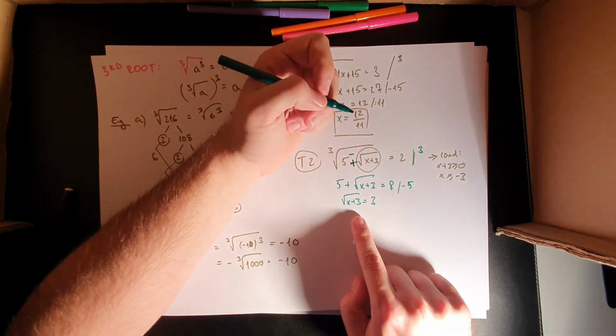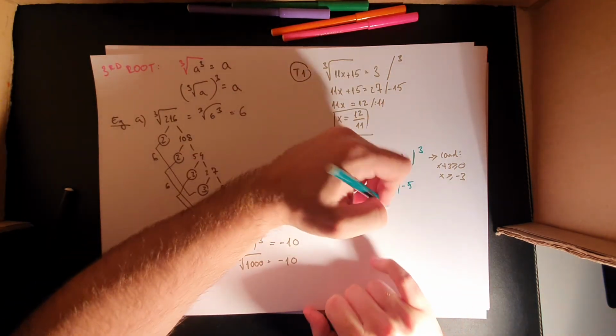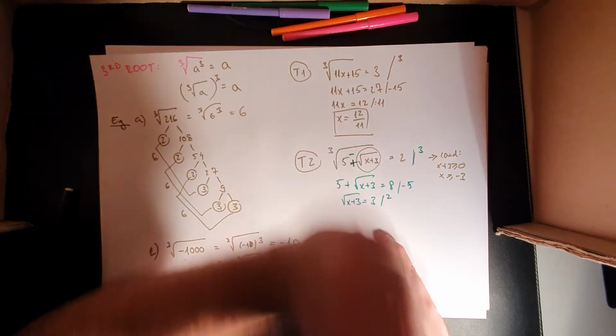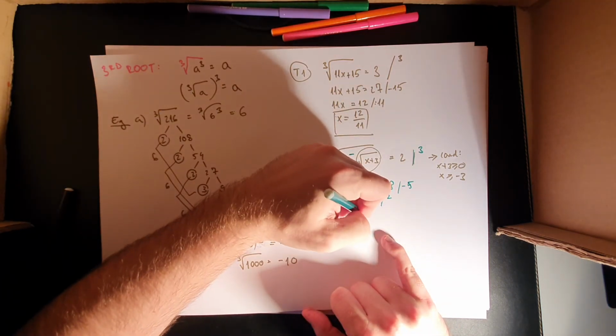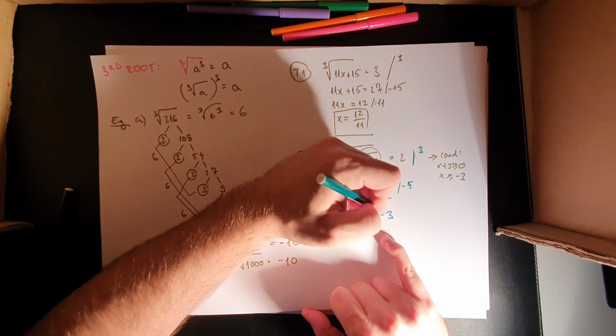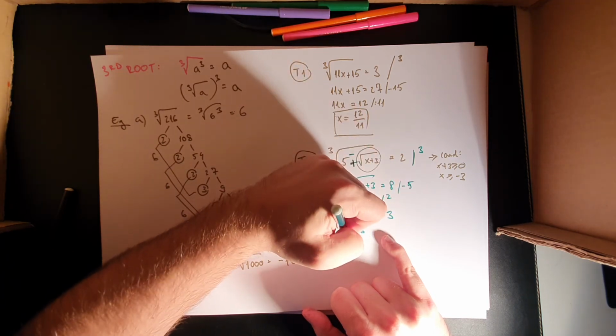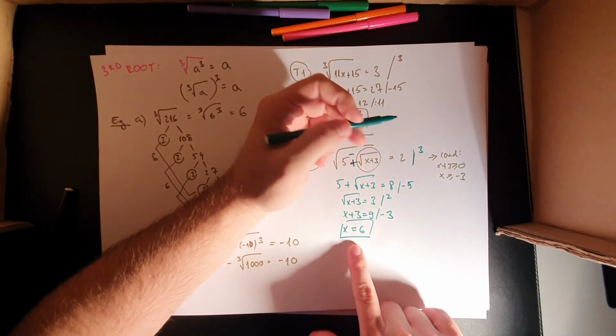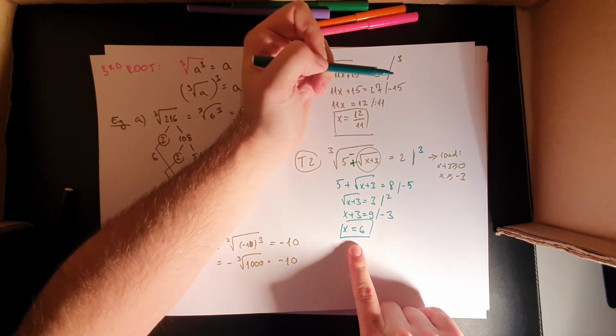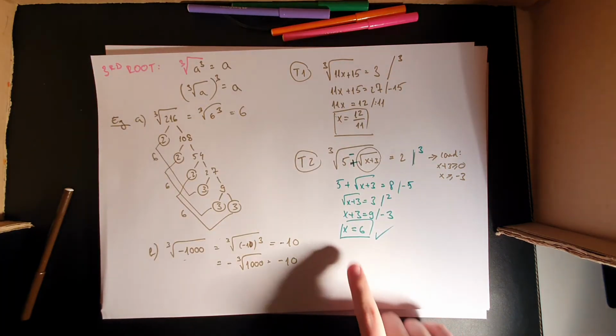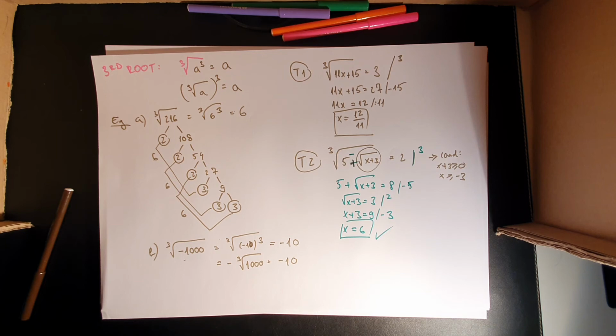Now, isolated square root on one side, number on the other side, everything checks out. Let's square this. x plus 3 is equal to 9, subtract 3, x is equal to 6. Does x fit the condition? The only condition in this sense, yes. And this is it. Now we are done.